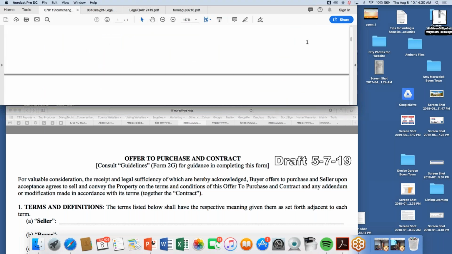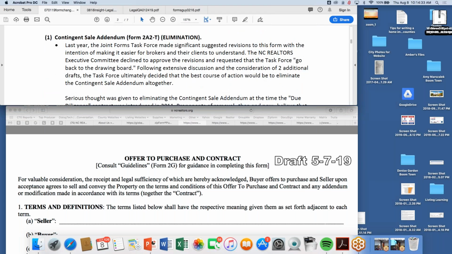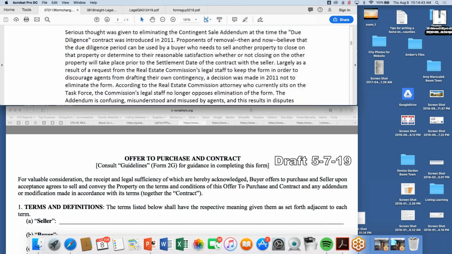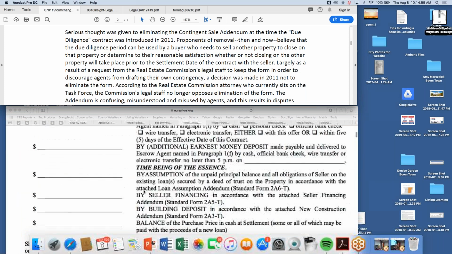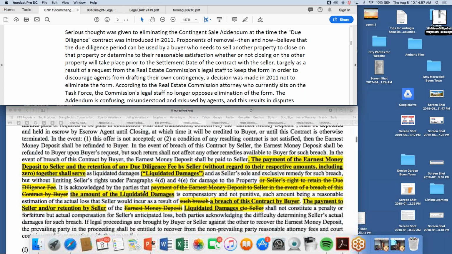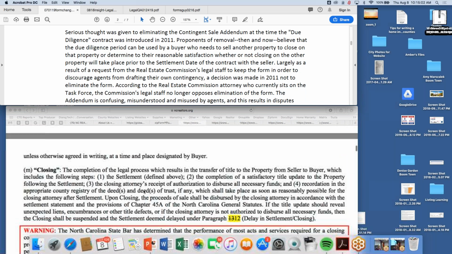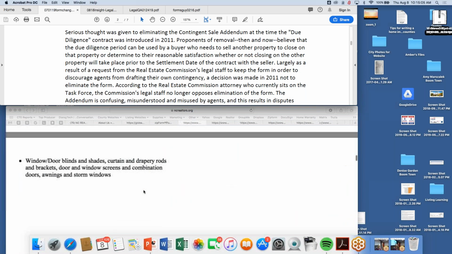So as we get started, we're going to go into the contingent sale addendum. I've talked about it, and really the key is the Joint Task Force thought that after careful consideration, we're getting rid of it. We're focusing on the 2011 due diligence piece and how it's tied into the contract now. And basically, if we go down to the offer to purchase, and we start looking at pieces, the due diligence piece really pops right into play down here.